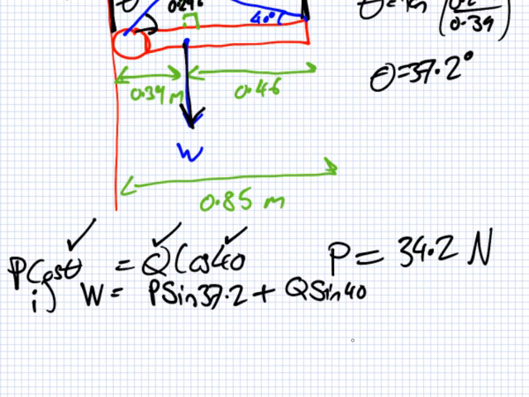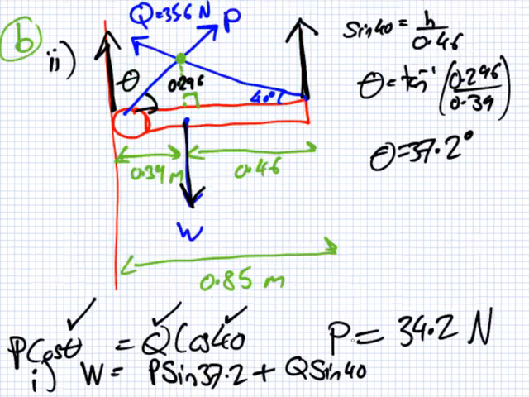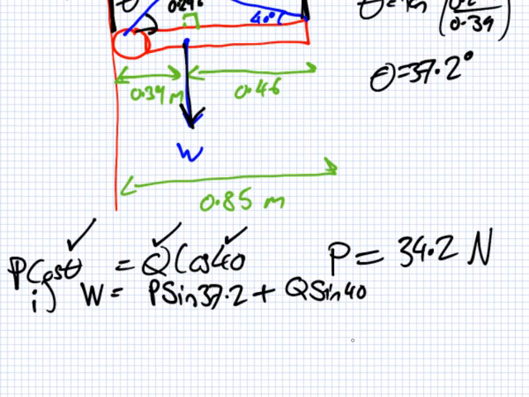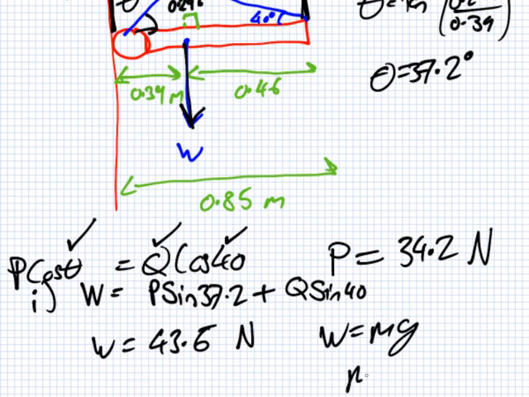34.2 times sine 37.2 plus Q, which is, what was it, 35.6 times sine 40. So the weight must equal 43.6 newtons, but of course weight equals mg, so now I can finally get the mass. The mass is 4.44 kilograms.